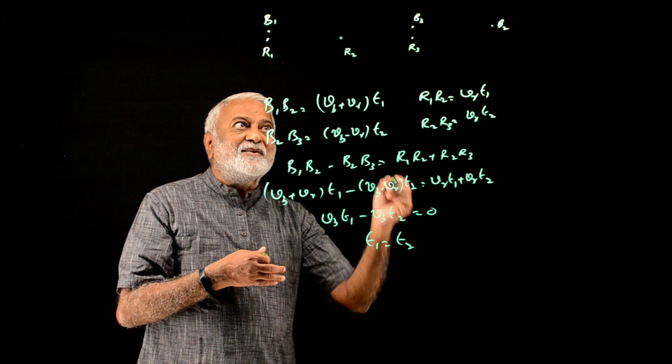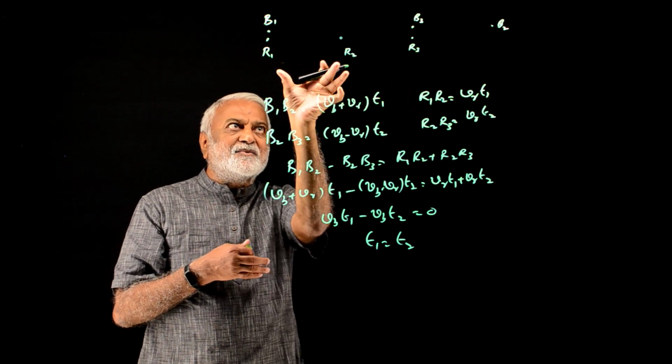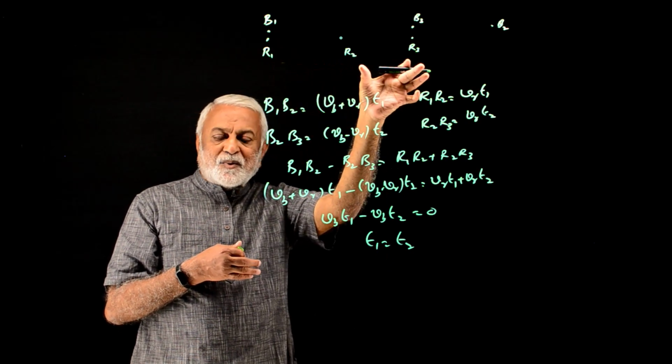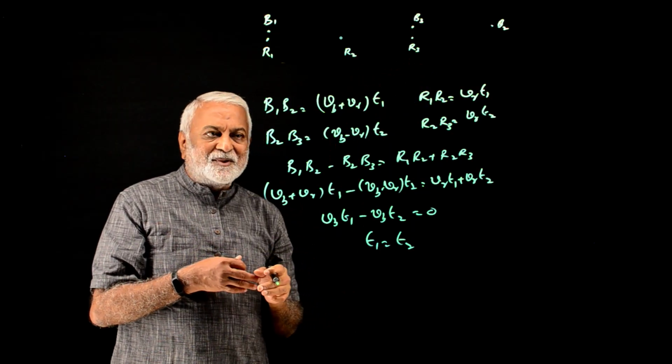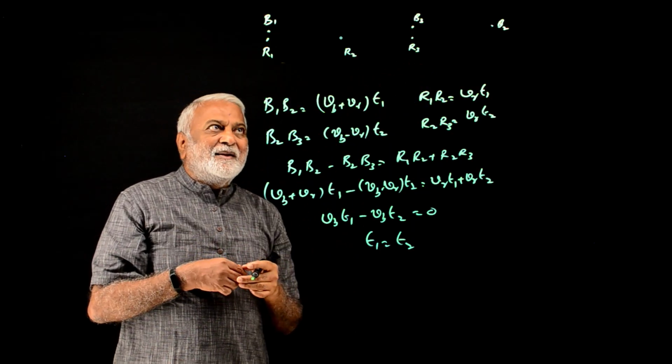So now you understand why R2 is the midpoint of R1 and R3. This is 1 hour travel at VR. This is also 1 hour travel at VR. So that's why I was saying there's a clue there.